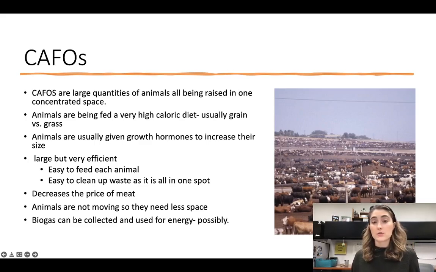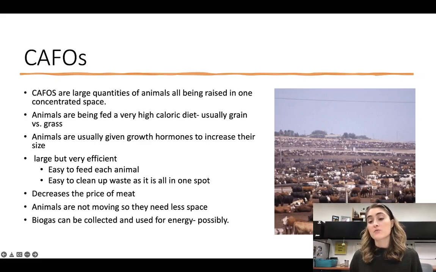So let's talk about the two ways in which they're raised. CAFOs, or concentrated animal feeding operations. These you've probably seen on the side of the 5 if you've ever driven it. You can generally smell them before you can see them. It looks like miles and miles of cows that are living in very close quarters to each other. You can see they don't have a lot of room to roam around or anything like that. They're all going to be very close to each other.